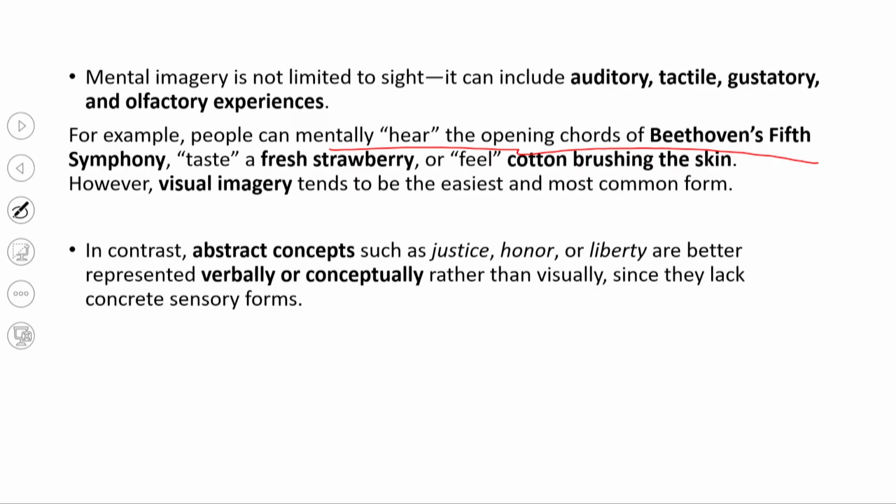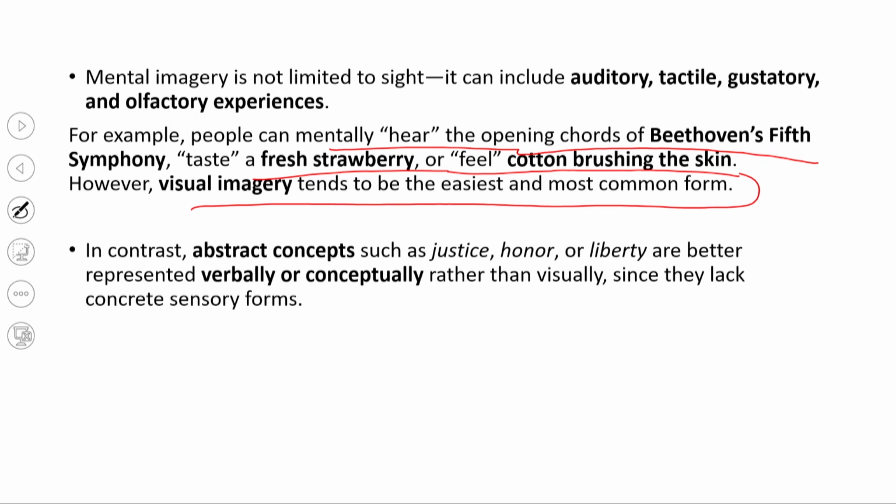We can also taste a fresh strawberry or feel cotton brushing the skin. However, visual imagery tends to be the easiest and most common form. So, we can also create smell of things, taste of things. We can also hear sounds and music. So, when we talk about images, we can create images of all types of sensory organs. Obviously, the visual form is most dominant.